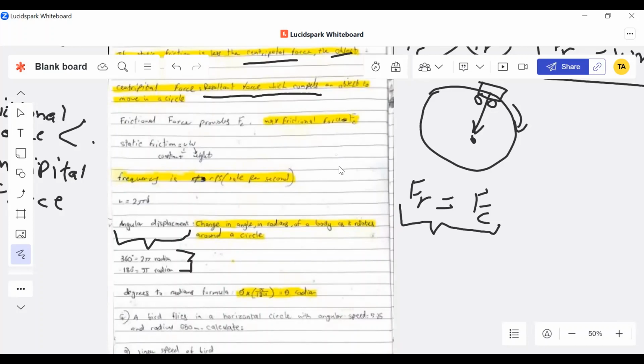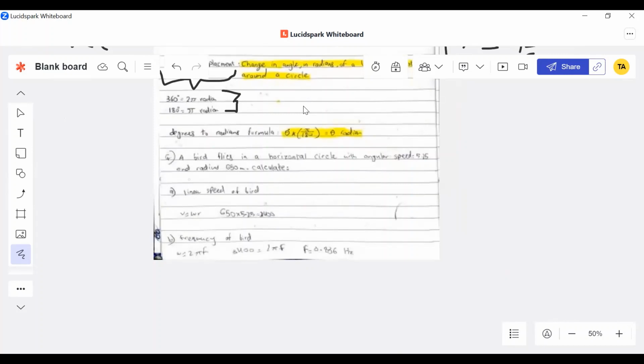And so let's do a question now. A bird flies in a horizontal circle with the angular speed 5.25 and radius 650 meters. Calculate the linear speed of the bird. Now, what do I mean by linear speed? Linear speed simply means v, velocity. So what was the formula for velocity? Velocity, I told you, was omega r. And we need to find the linear speed.